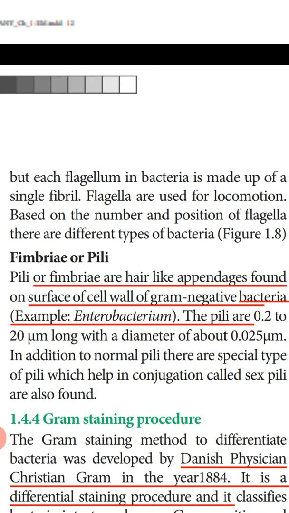Next is fimbriae or pili. Pili or fimbriae are hair-like appendages found on the surface of the cell wall of gram-negative bacteria. The pili are 0.2 to 20 μm long with a diameter of 0.025 μm. In addition to normal pili, there is a special type of pili which helps in conjugation. Conjugation means attachment of the cells, which takes place with the help of the pili, and they form a conjugation tube. Through this conjugation tube, the genetic material is transferred from one bacterium to another.